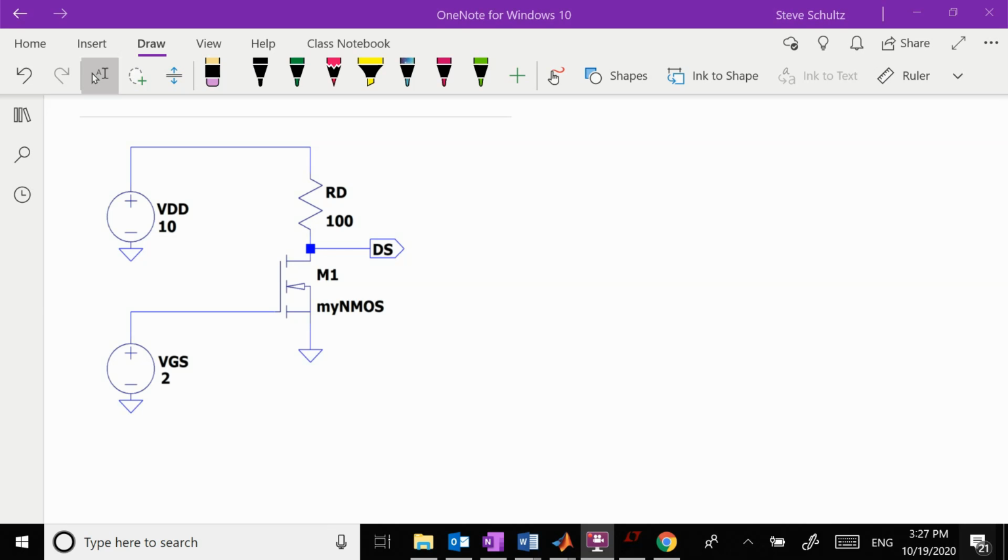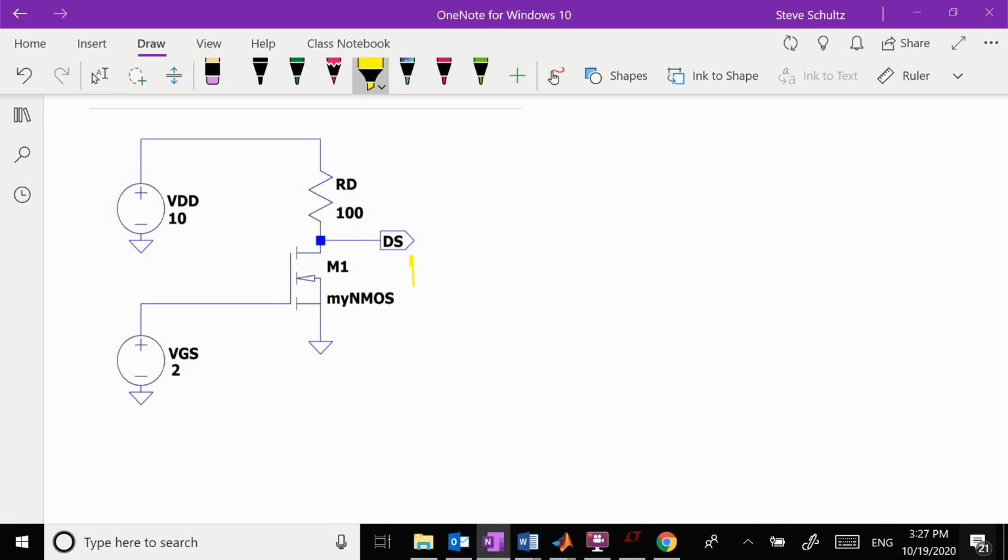We want to do a DC calculation for a MOSFET. In order to do this, we first have to write down our basic equations. With this MOSFET, we're going to use KP equals 0.1 and a threshold voltage of 1.5. So we have two regimes, one is triode and one is active. Let's start with triode.